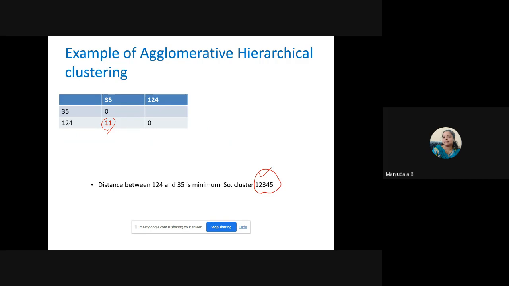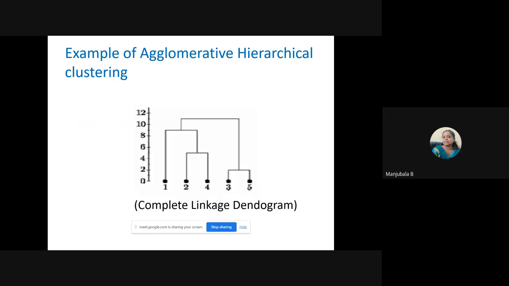So initially what we have done, we are having 1, 2, 3, 4, 5. We have clustered 3, 5, right? Then 1, 2, 4. Then 2, 4 we have clustered, then we have clustered 1, 2, 4, and this is 3, 5. And finally we got 1, 2, 4, 3, 5. This is the division, right? So how many clusters are there in this? For this, we have to find out.